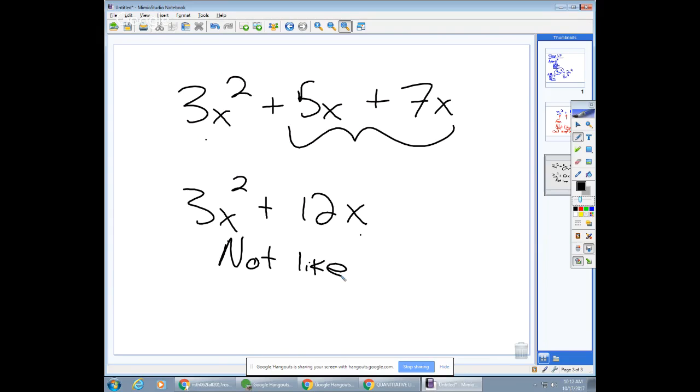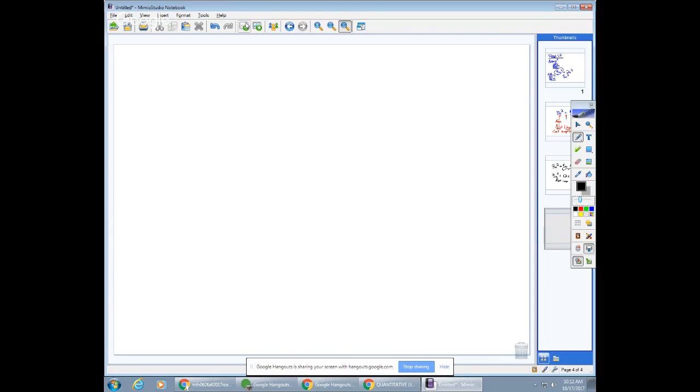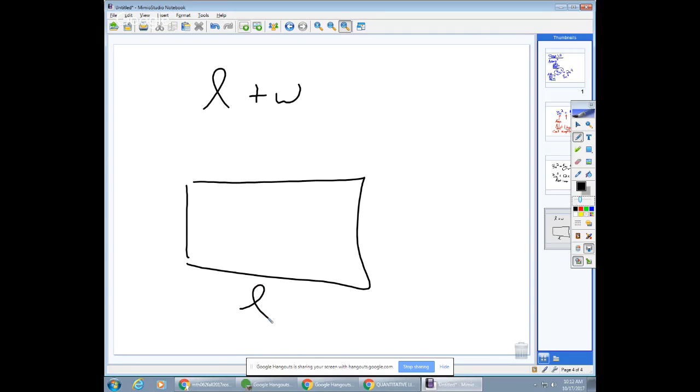So here's another example. So suppose I had a variable called L and another variable called W. And literally, they can be the length and width of a rectangle. If I want to calculate the perimeter, I got to keep working my way around. There's another length up here, and there's another width over there.